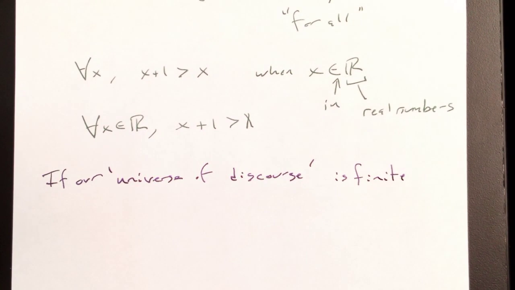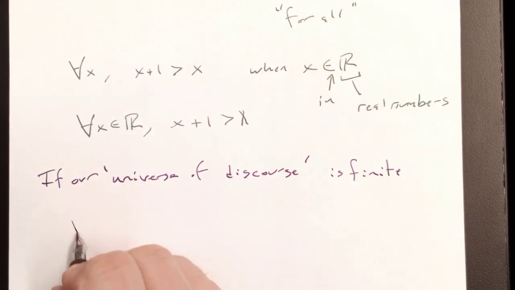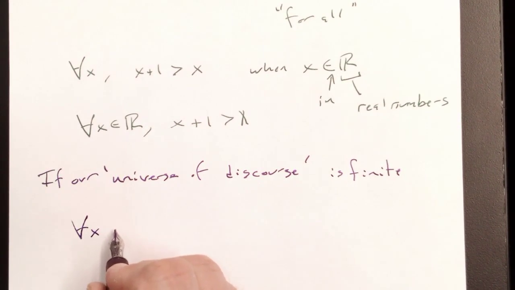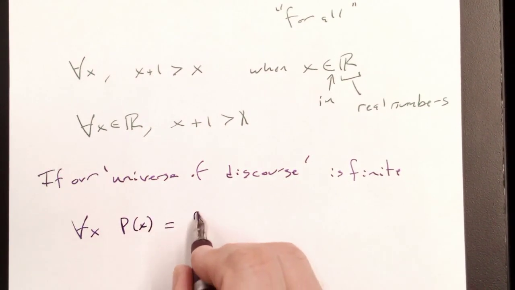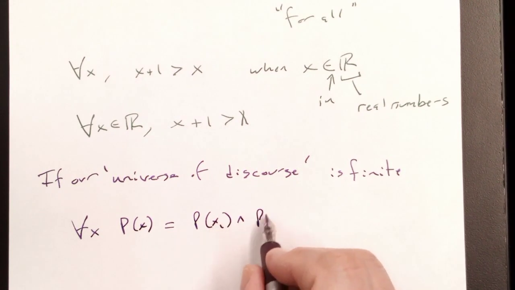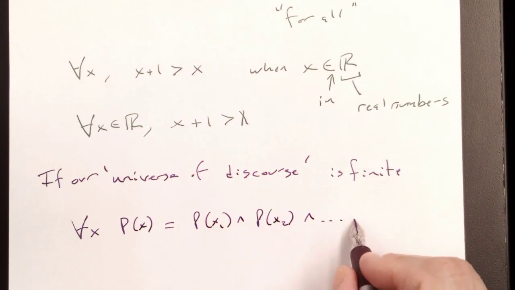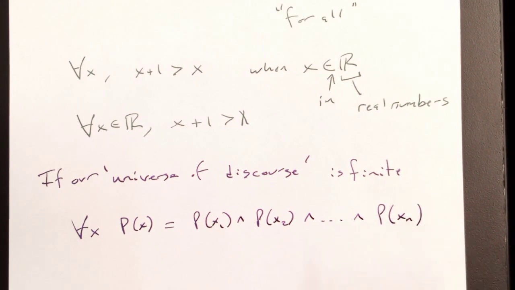And that makes a universal statement an "and" statement. Because I want it to be true for all of them. So it's got to be true for the first one, and the second one, and the third one, until I get to the last one. But that only works if I have a finite number of things. Let me give you an example of a finite collection.